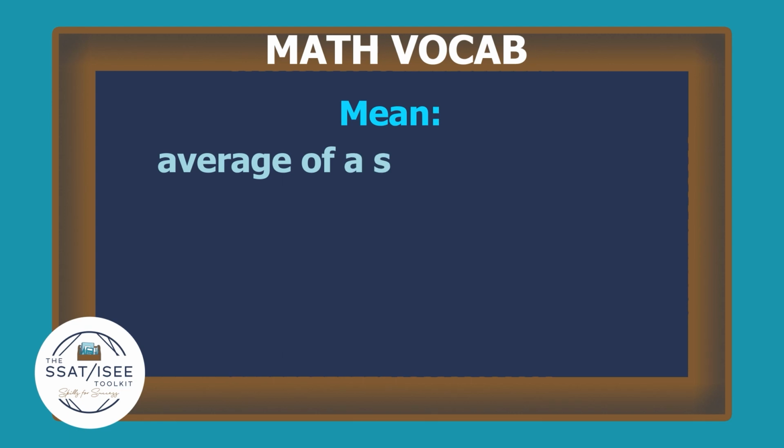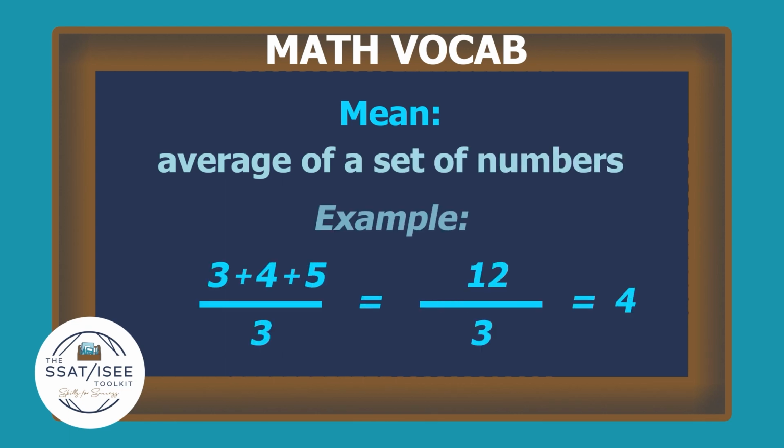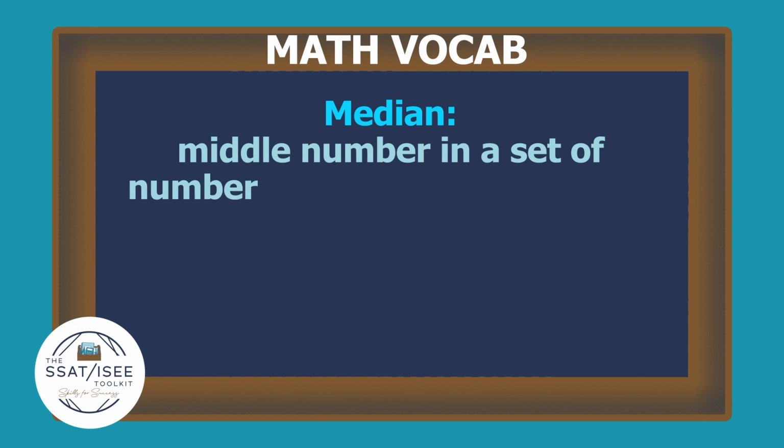The mean is the average of a set of numbers. In this example, the mean of 3, 4, and 5 is 3 plus 4 plus 5 divided by 3, which is equal to 4.